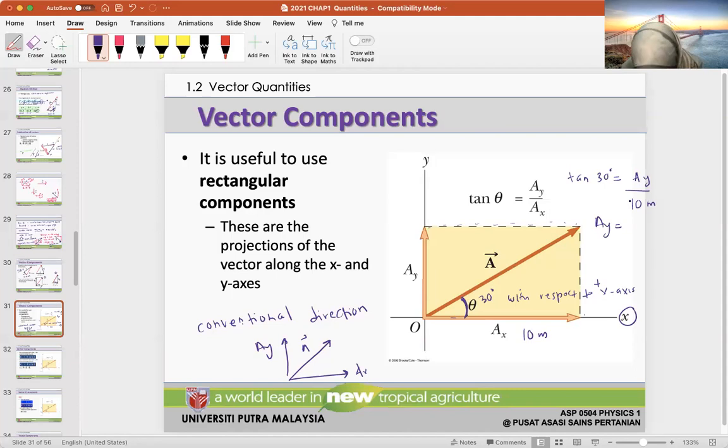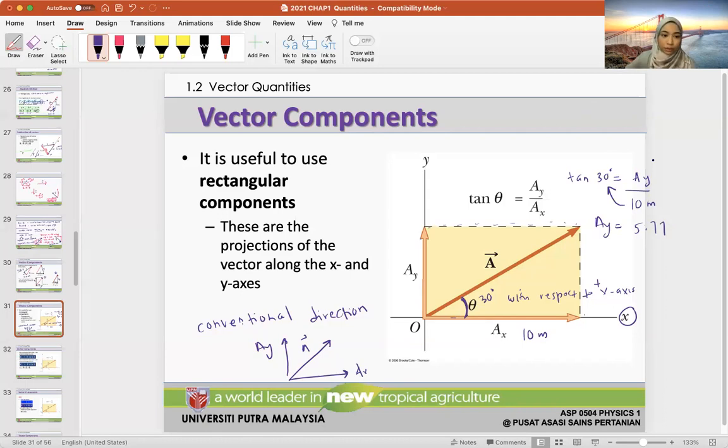Is that right? Wait. Is this in degrees or radians? Oh, sorry. Wrong. Tangent 30. Sorry, I'm not going to use inverse. I forgot. Inverse is something else. Tangent 30, times 10. Sorry, 5.77. So tangent 30 degrees. Make sure your calculator is in degrees, not radians. Times it with 10. You move it over here, you get your ay.